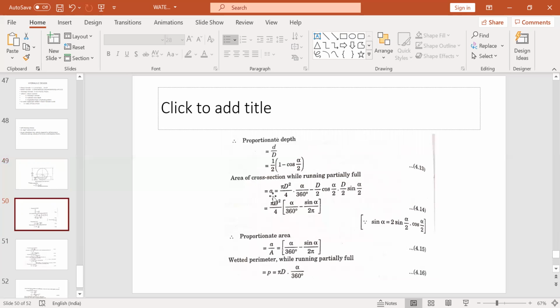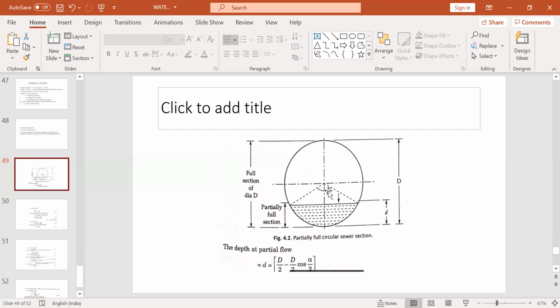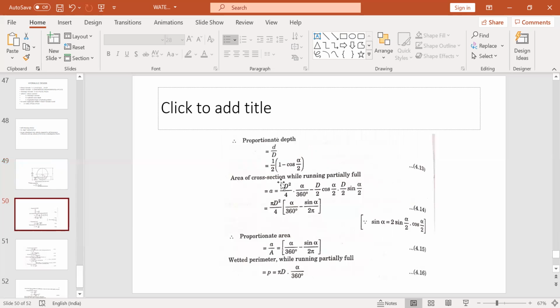So this area will be pi by 4 D square into alpha by 360 degree. That means, how are you finding this area? You are finding the area of this sector. This is a sector. The area of this sector minus the area of this triangle will give you the area of this portion, the flowing water part. They have done this only. Area of the sector minus area of the triangle, half into base into altitude, that is D cos alpha by 2 into D sin alpha by 2.